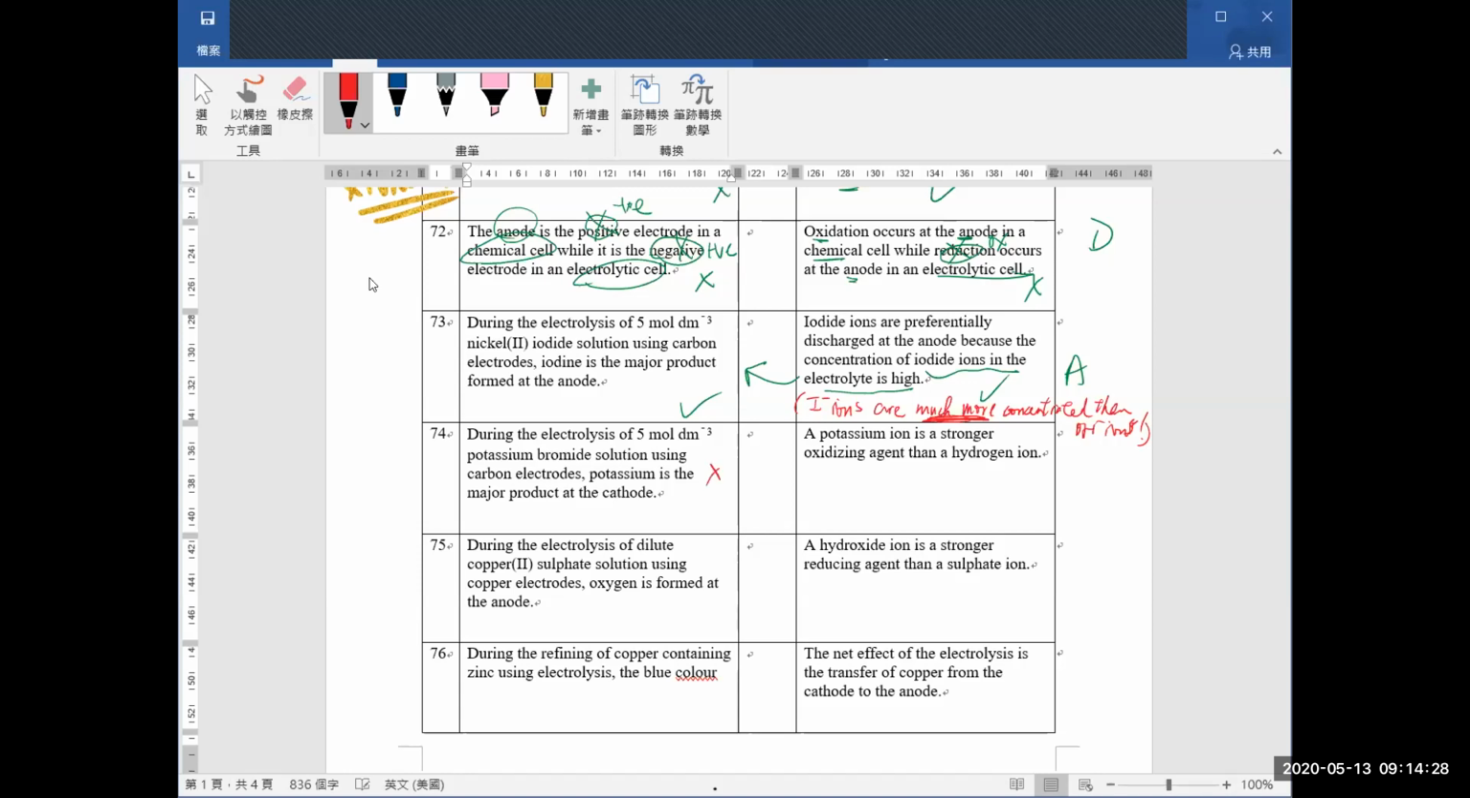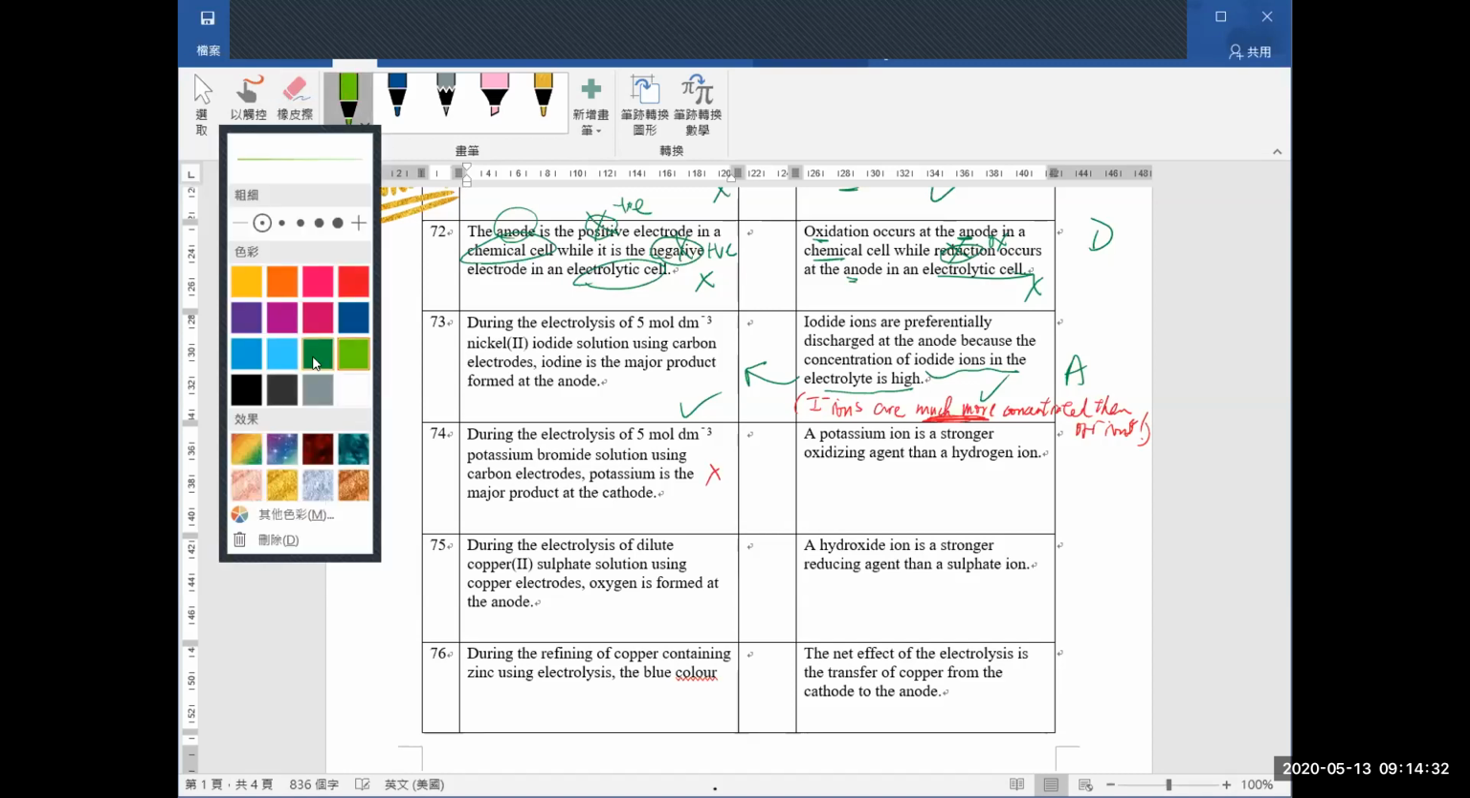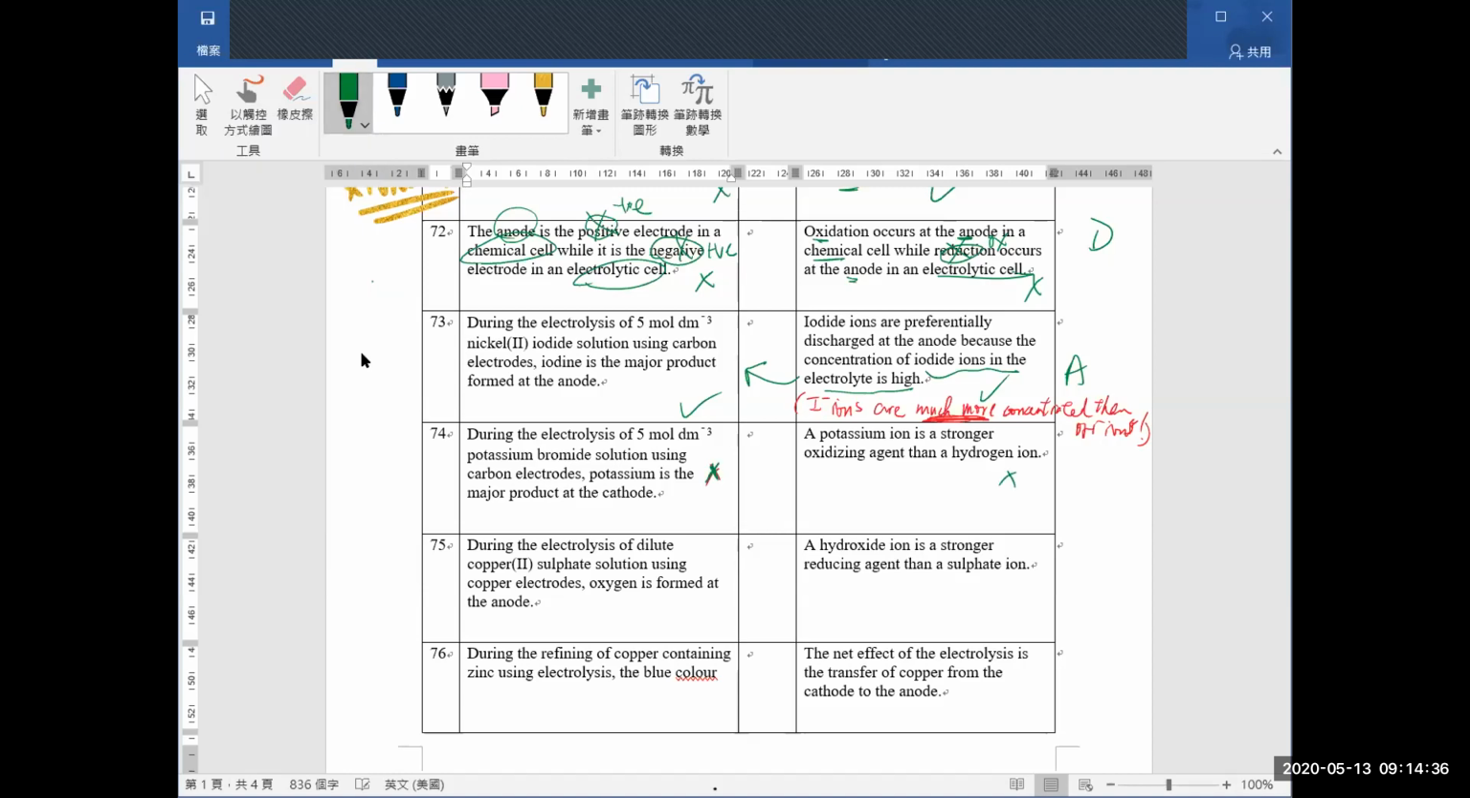It's D. Both are wrong. How wrong are they? Please spot the mistakes. What is the major product? It's not potassium. It is hydrogen gas. And this part is quite the opposite. Hydrogen ion is a weak oxidizing agent, so because of that, hydrogen ion prevents the discharge to form oxygen. Hydrogen gas. It's hydrogen gas.